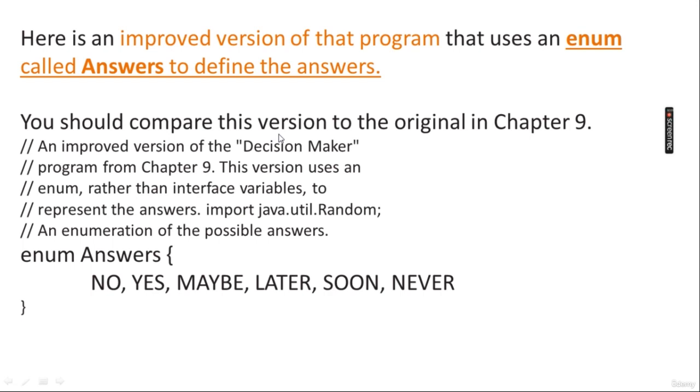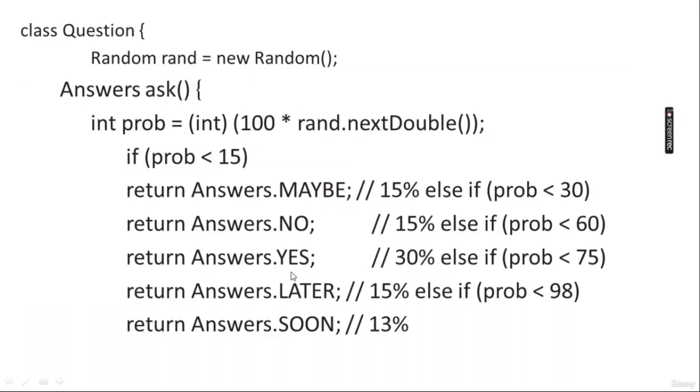Here we will improve that program using an enum called Answers to define the answers. You should compare this version to the original version that we had already declared in chapter 8. Improved version of decision maker: no, yes, maybe, later, soon, never. So what will be the ordinal values or positions for all these constants? 0, 1, 2, 3, 4, 5. No will be 0, yes will be 1, maybe will be 2, later will be 3, soon will be 4, never will be 5. So there are 6 constants over here.